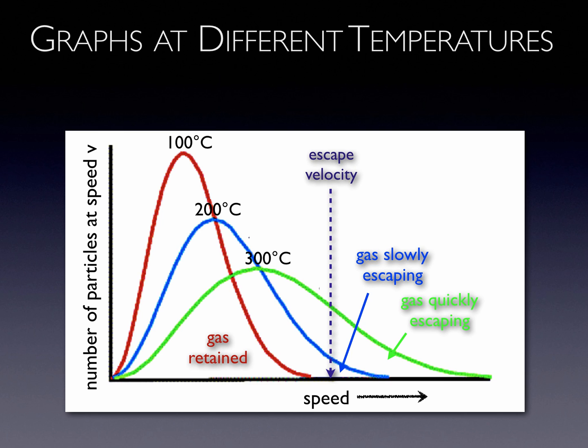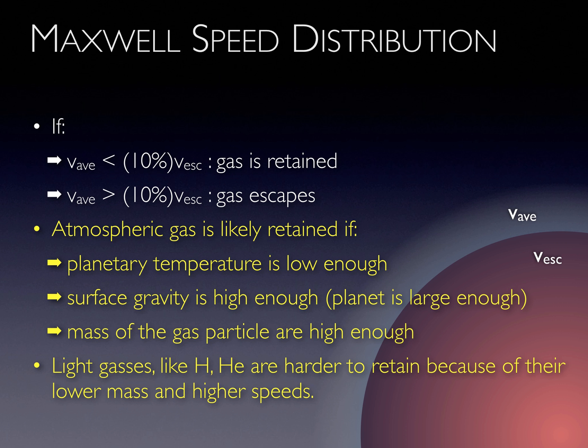At 200 degrees or higher, the faster particles do have the escape velocity and the gas does slowly leak off into space. As those particles escape, other slower particles will gain speed through random interactions and they too will escape. Eventually, all the gas escapes. If the average speed of a gas is less than 10% of the escape velocity, the gas is retained. If the average speed is greater, the gas escapes.